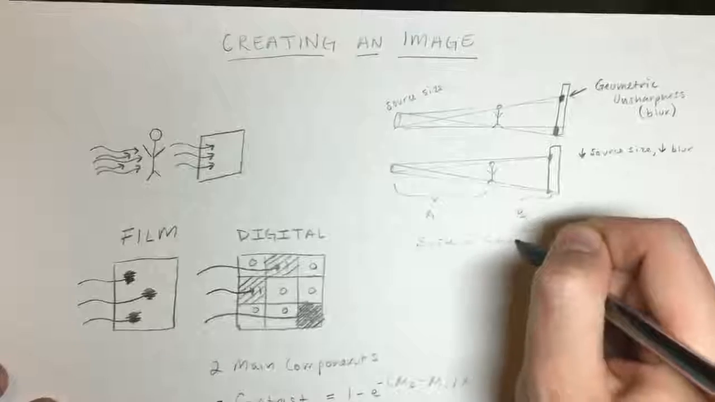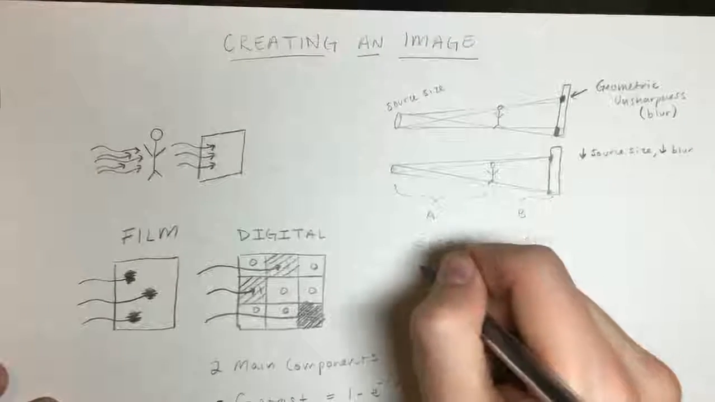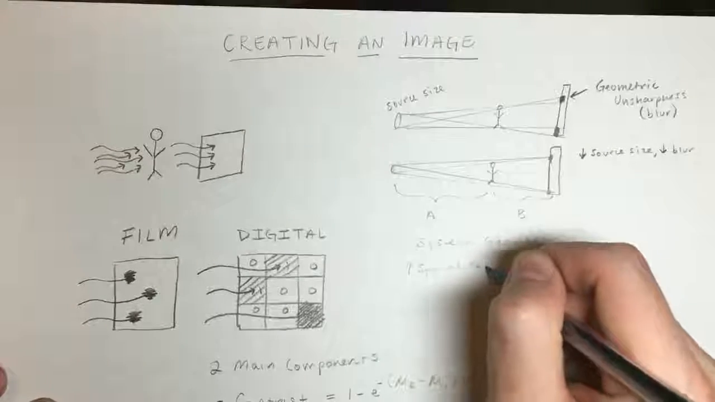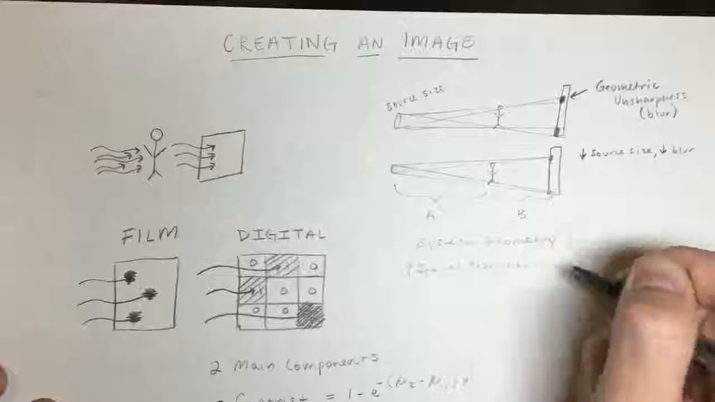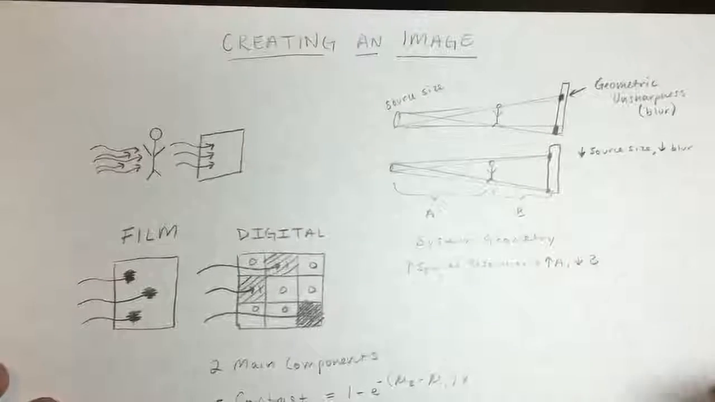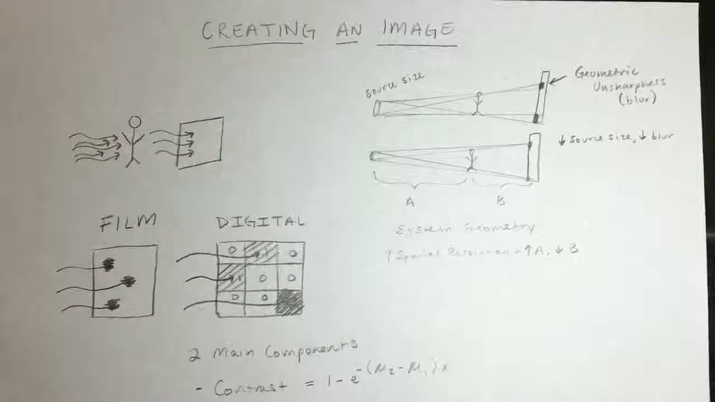So the geometry of the system here, we could see the distance between the X-ray source and the body would be A. Distance between the body and the screen would be B. So if we're going to increase spatial resolution, we're going to want to increase A and decrease B as much as we can. And that way we can increase the spatial resolution of our image.